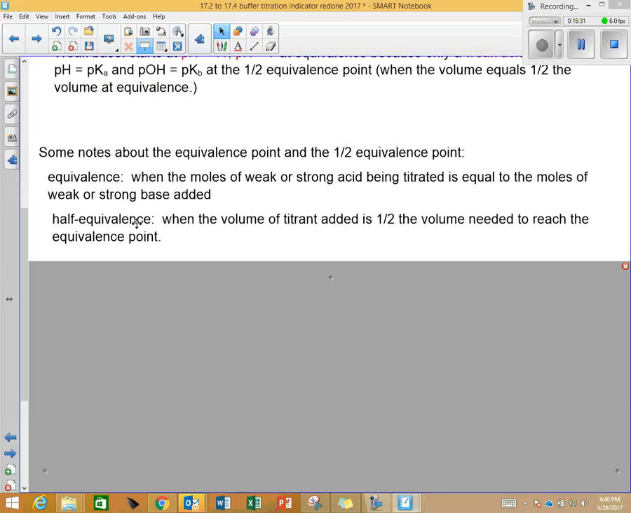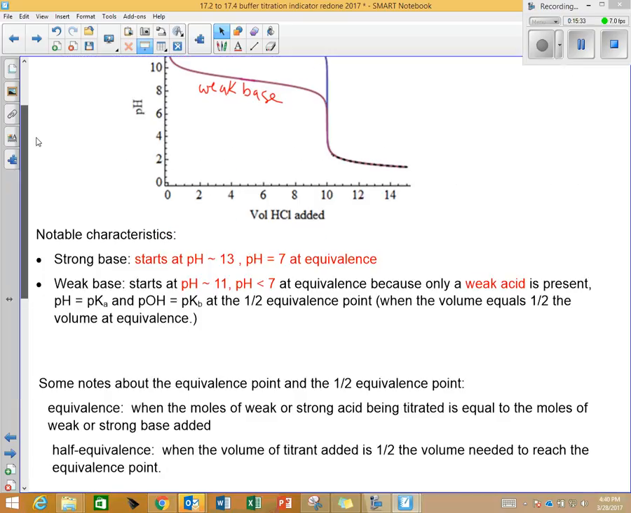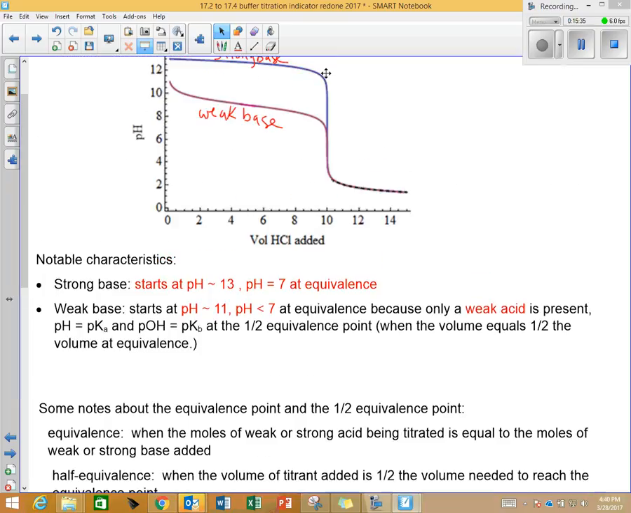Okay, the half equivalence is defined as 1/2 the volume of equivalence. So if this is our equivalence volume, 10 mL, half of that is 5 mL right here. This is the half equivalence point. You would go up to your graph and read the pH at that half equivalence point. So on this one, the half equivalence point is a pH of 9.